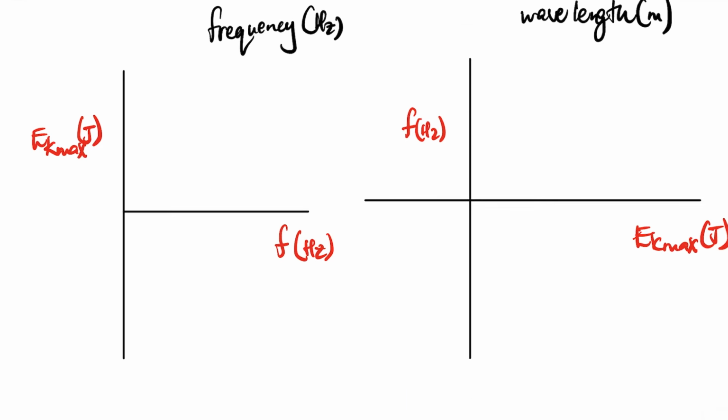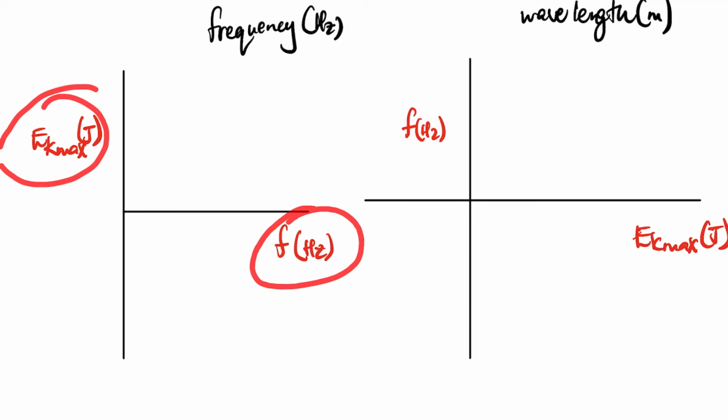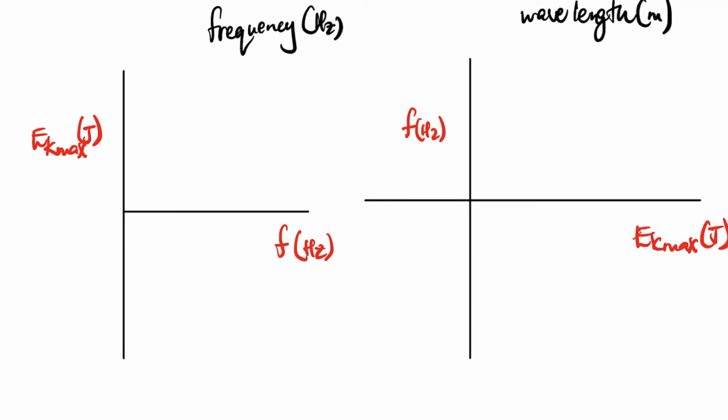Now let's look at the graph of the kinetic energy and the frequency. Each and every metal has its own frequency, which is the threshold frequency. Let's say for this metal, this graph is going to be like that. Okay, let's say this metal, its threshold frequency is going to be there. So that is going to be the threshold frequency.